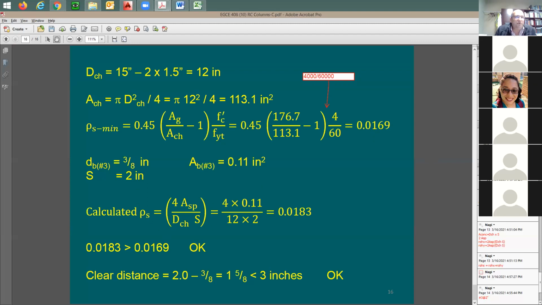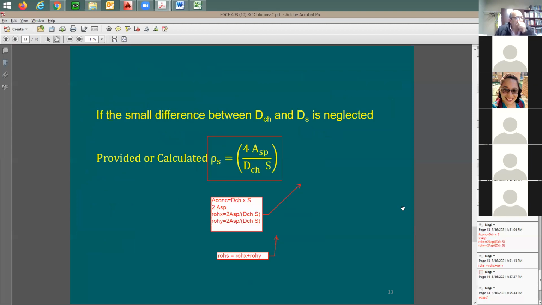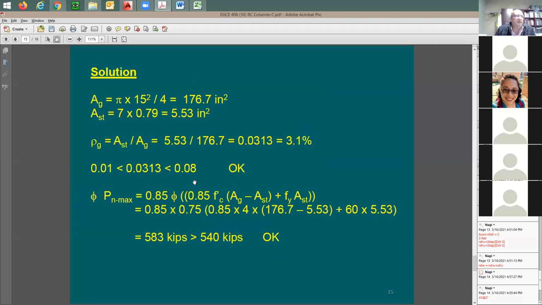And the steel ratio, the calculated one, is given by this equation. This is the one I said is going to be equal to rho x plus rho y. So again, if you'd like to use this equation, you're fine. I'm going to take you back to it. Just use this: rho s, the volumetric steel ratio, based on whatever you provided, is going to be 4 Asp divided by Dch divided by s. So I'm going to be taking it from there.